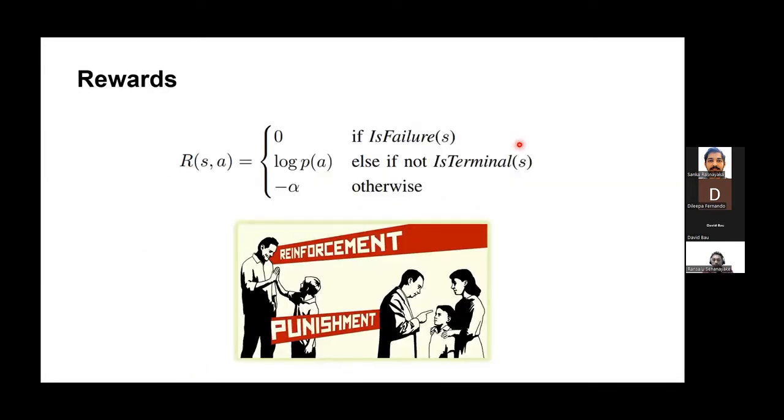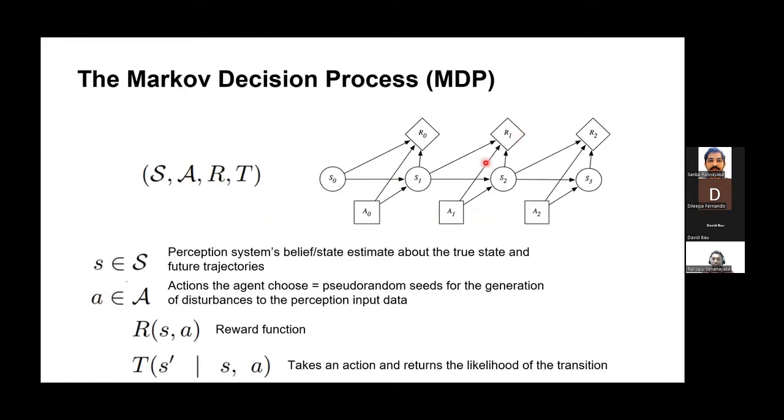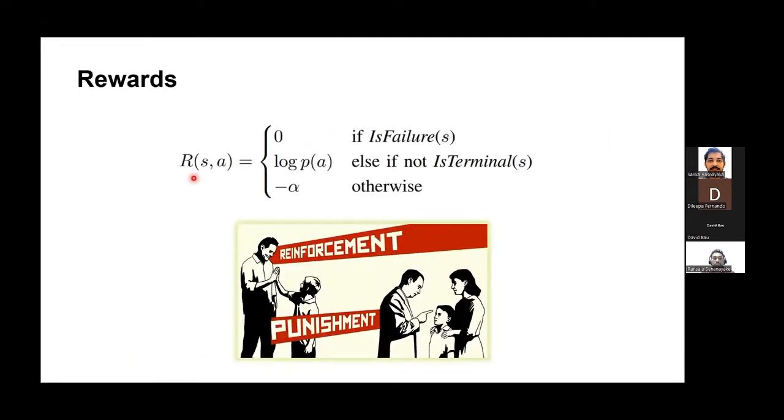So basically, we want to collect all these rewards, right? We want to maximize our sum of rewards. So this is how we define our rewards. If we find a failure, our reward is 0. If we are not at the end, then we compute the log likelihood of taking that action. If we do not satisfy either of these two, we add a negative, basically a penalty.